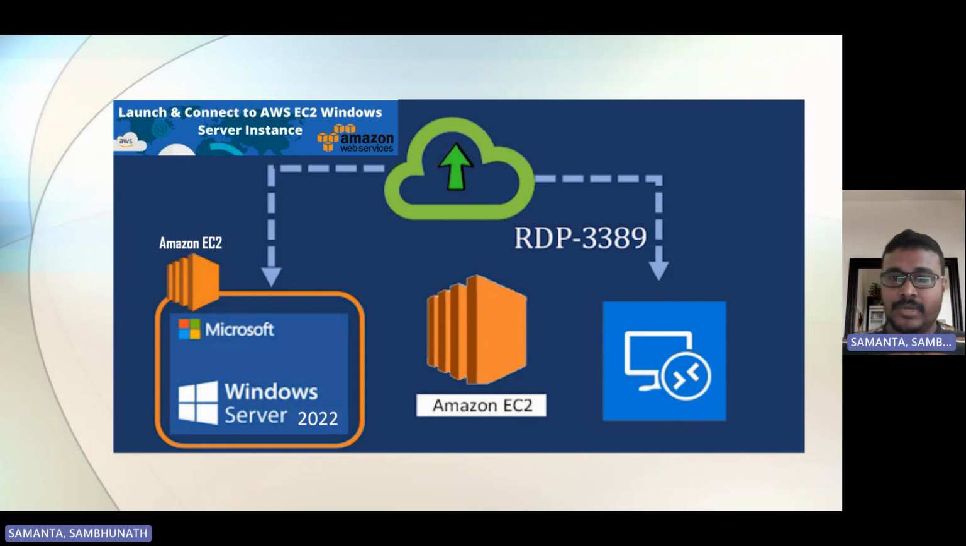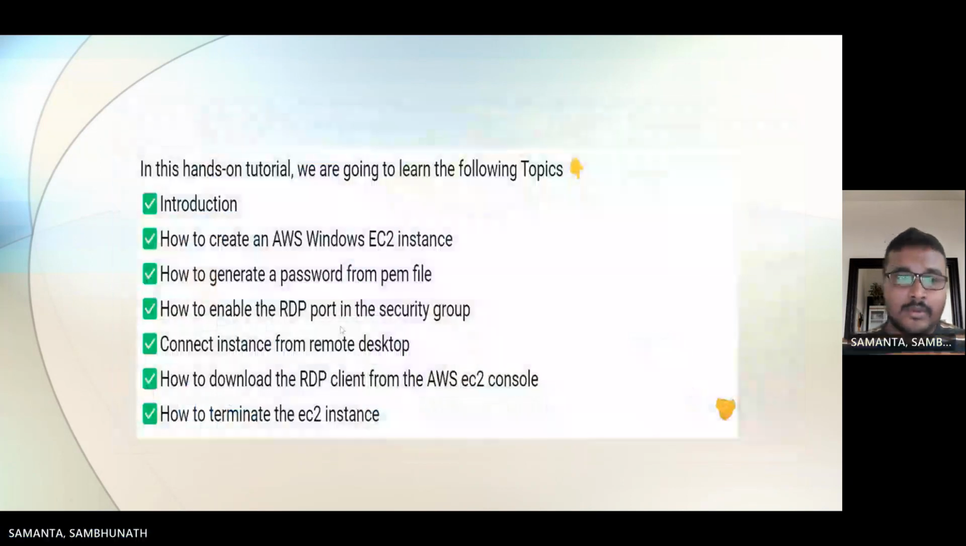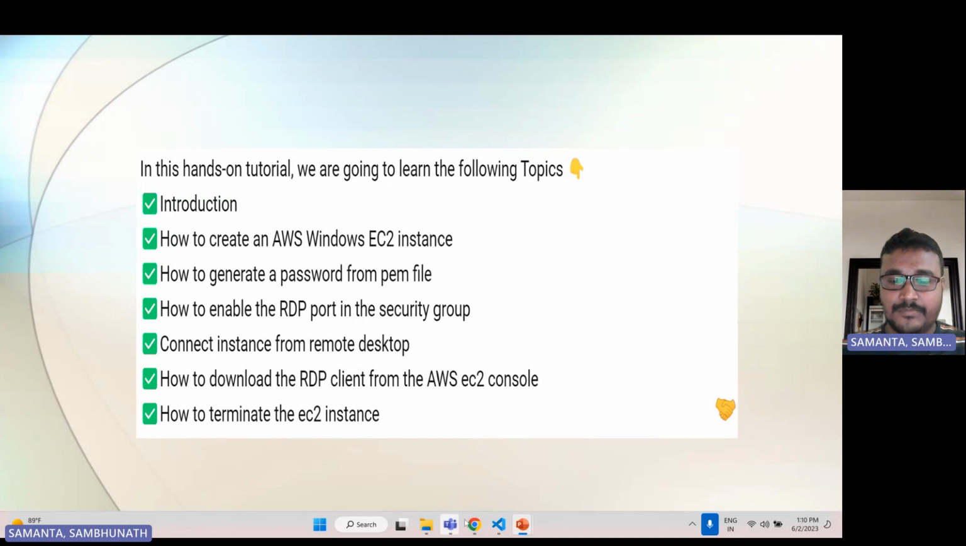Okay, guys. So today's session I will cover these topics that I told you. Let's move on to the AWS console, and I'll show you how we can launch an AWS Windows EC2 instance. At the end of this session, I will show you how we can terminate this Windows AWS EC2 instance so that it will save cost for you. Thanks for joining this session today, guys. So let's jump to the AWS console.